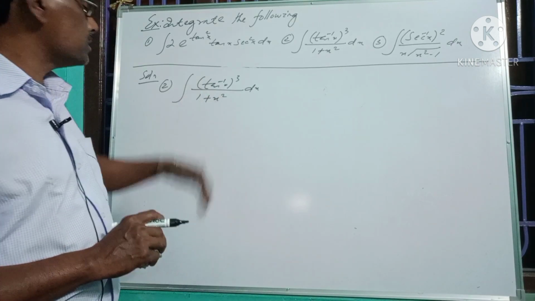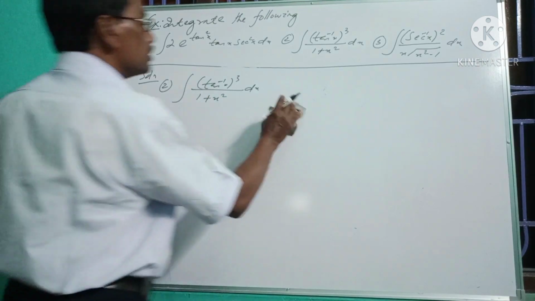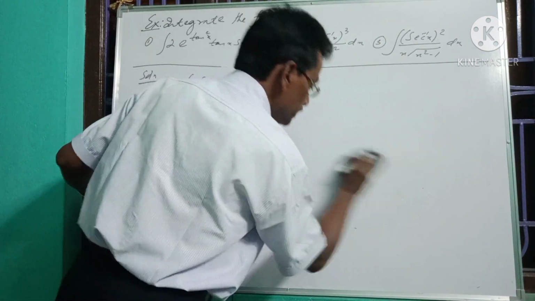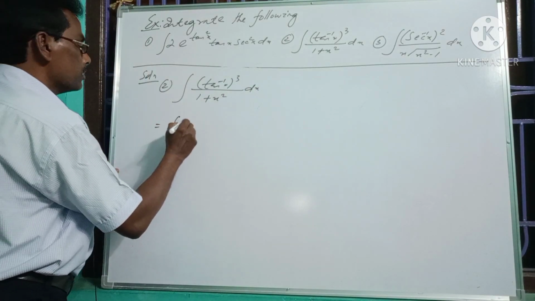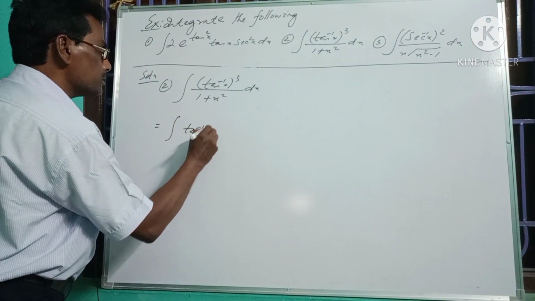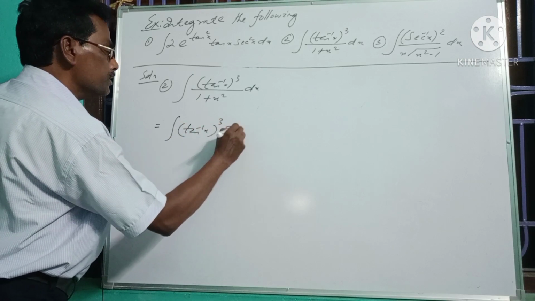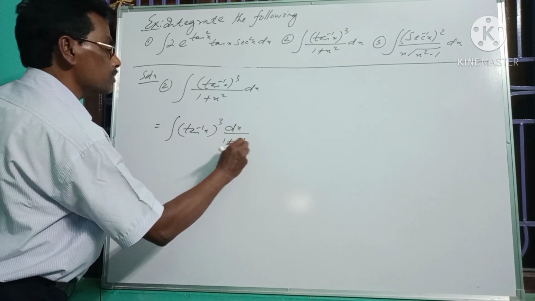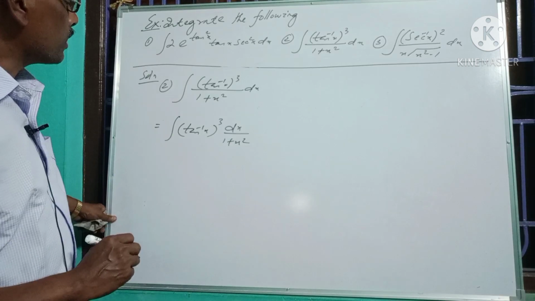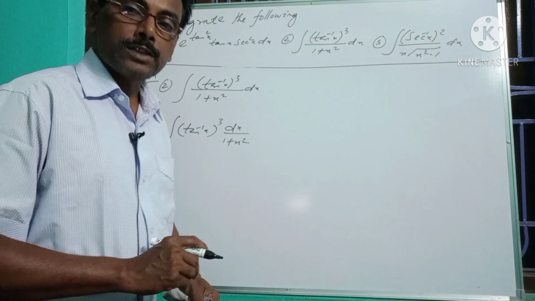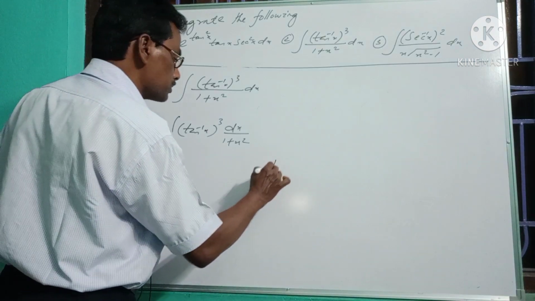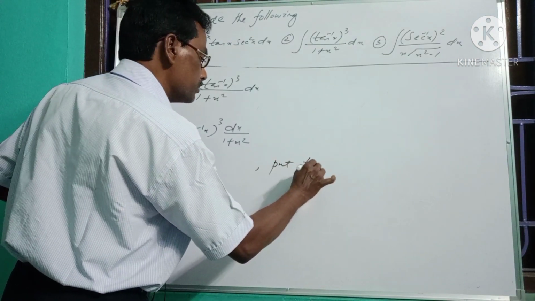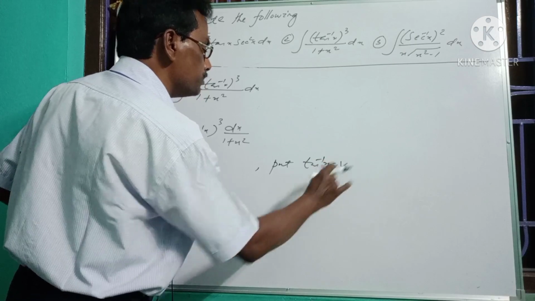So before substitution, let us adjust 1 plus x square with dx. So adjusting 1 plus x square with dx, we have integration of tan inverse x to the power 3 dx by 1 plus x square. So this is the adjustment of 1 by 1 plus x square with dx. Now let us substitute v as tan inverse x. So let us put tan inverse x is equal to v, that is, v is a function of x.